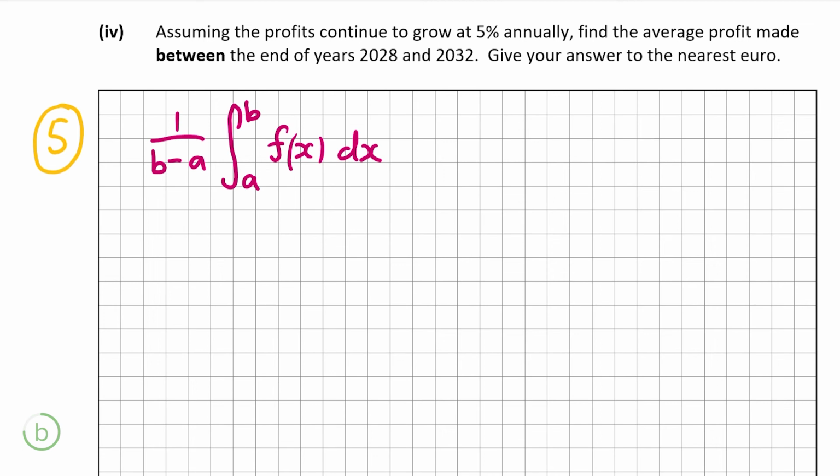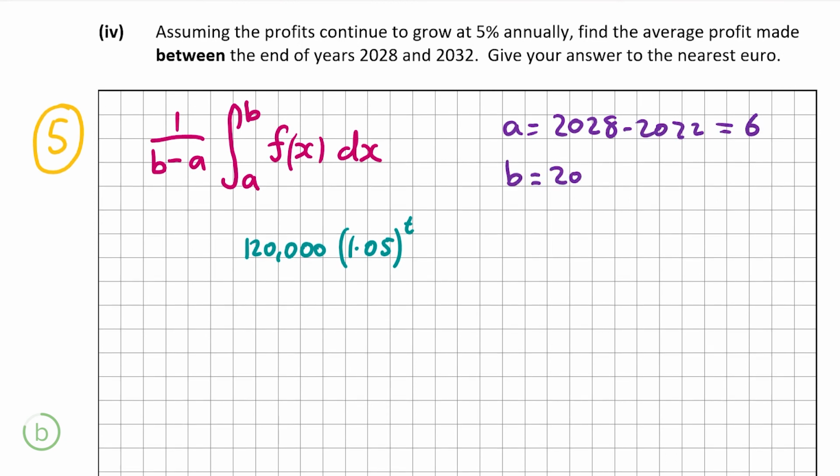So our function to work out the profits is given by 120,000 times 1.05 to the power of t. So that's the f(x) dx part, but we also have to find out the boundary of the integral, so b and a basically. It's going from the years 2028 to 2032. Now don't get mixed up here, we're not integrating from 2028 to 2032, we're going to be integrating from 6 to 10, as 2028 is 6 years after the original profit was given in 2022, and then b is equal to 2032 minus 2022, which will be equal to 10.